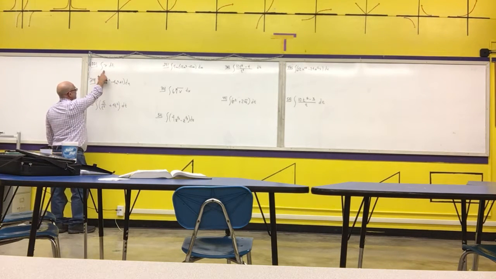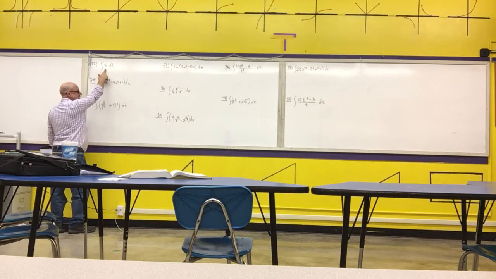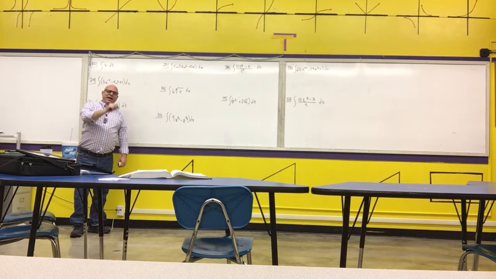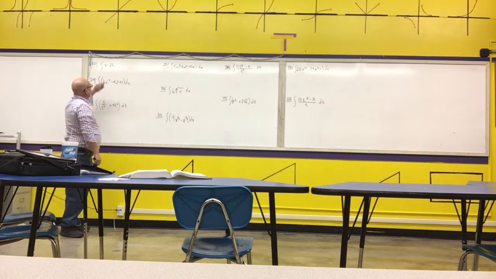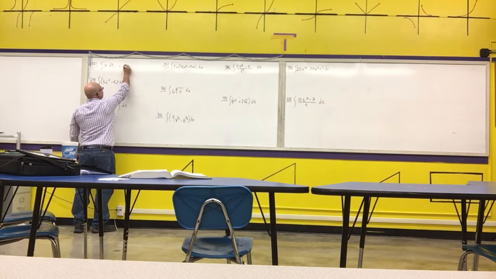22. The antiderivative of pi with respect to t. Pi is a constant. So like we said, the antiderivative of 1 was x with respect to x. So the antiderivative of pi is going to be pi t plus c.